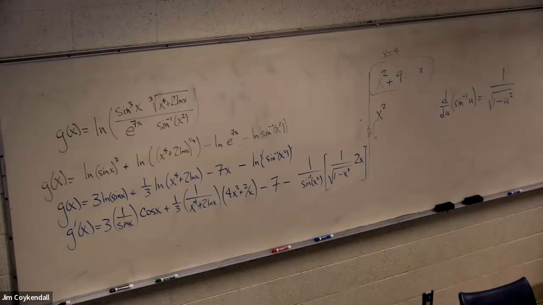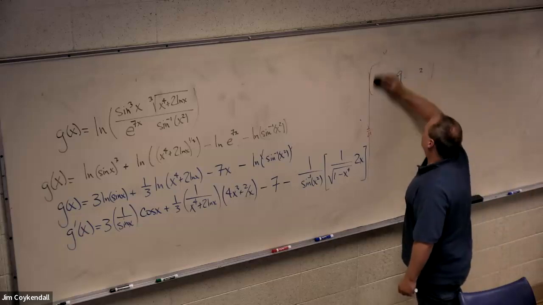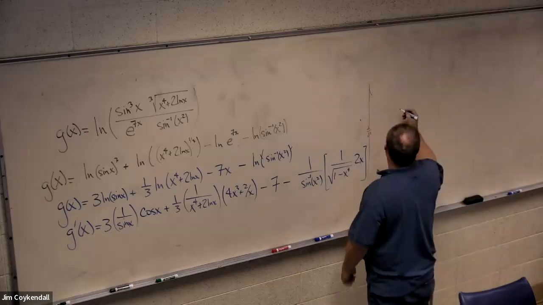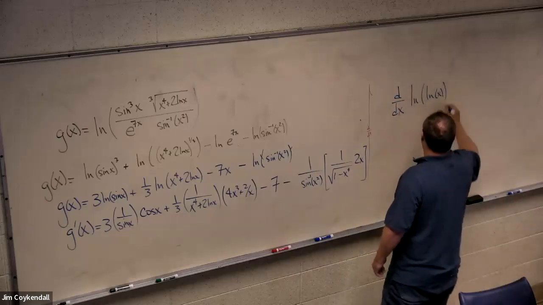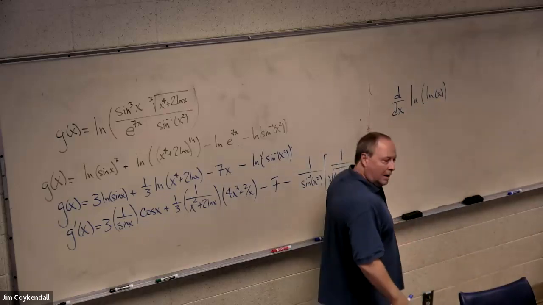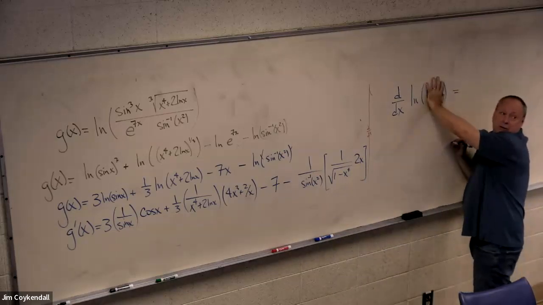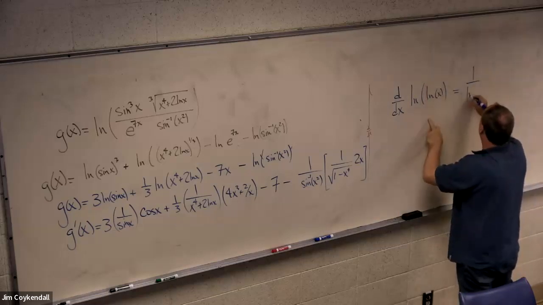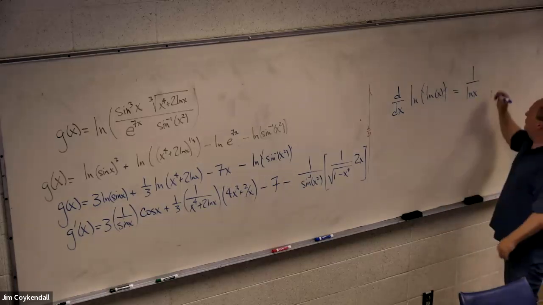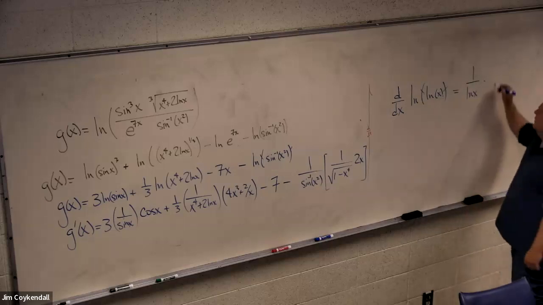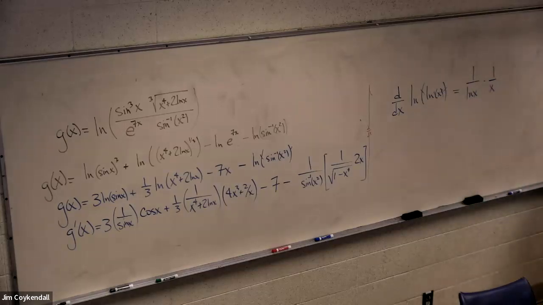So your question is, how do you do that? The first thing you come to is natural log of log x. What's the derivative of natural log of log x? 1 over log x. Now you're inside the parentheses, so you've got to multiply by the derivative of what's inside there. The derivative of log x is 1 over x. So it's 1 over x log x.